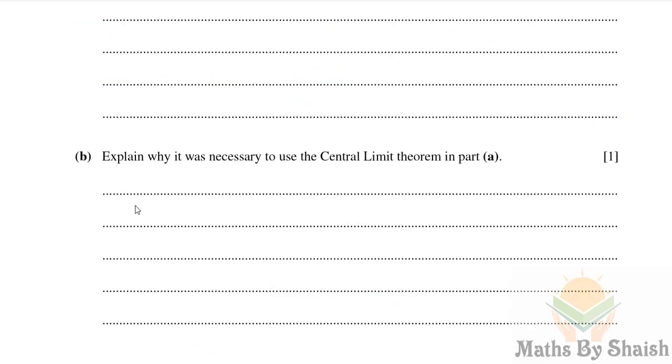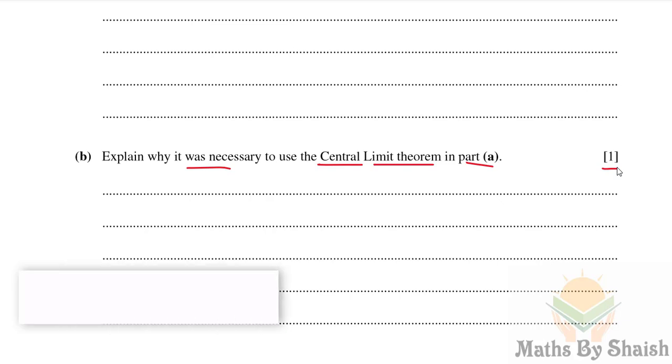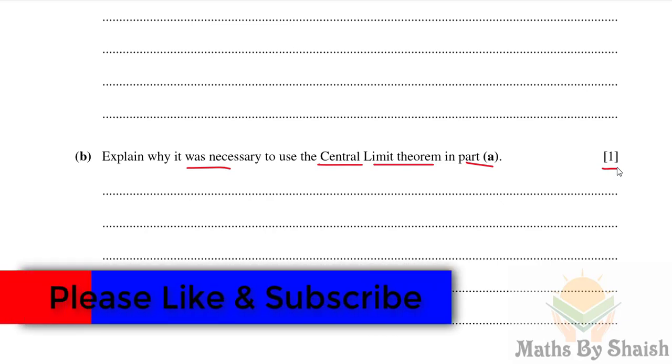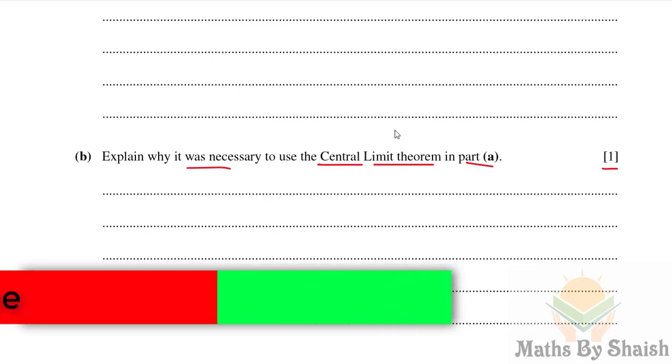Here's the B part. Explain why it was necessary to use CLT, central limit theorem, in part A. So this type of question always carries 1 mark, and we have a definite answer for it. If we are using the CLT, it means the population distribution is not normal, and if it is normal, there is no need of using the central limit theorem.